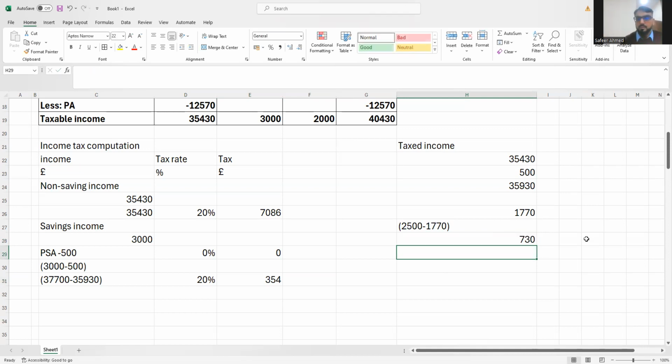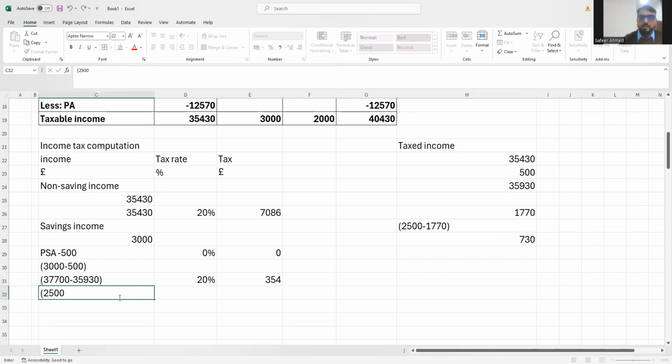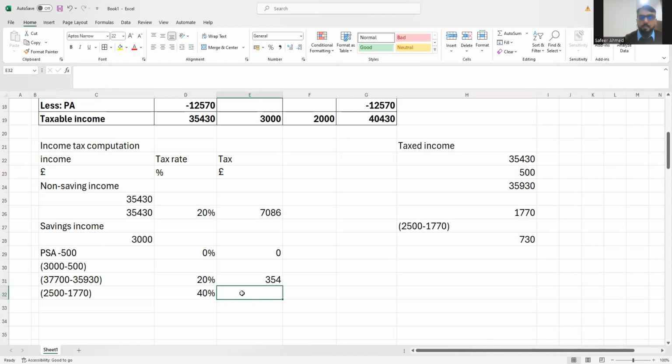As you can see, this much, which is 730. So what you will write here is 2,500 minus 1,770, which has given you 730. So this will be taxed at 40%. Okay, so which is 730 times 40%. Okay, now, so we have taxed the savings income as well. Now, dividend income.